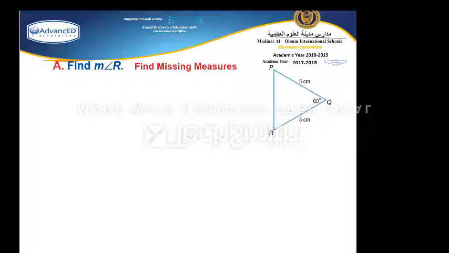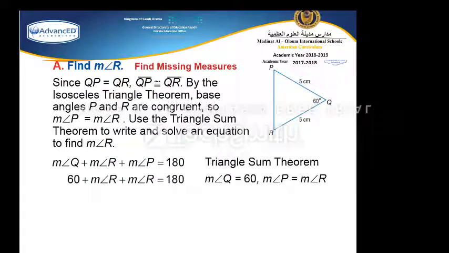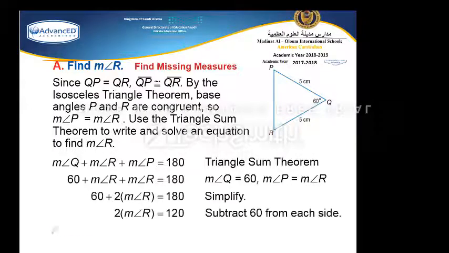How to find their measure? The sum of the interior angles of the triangle is 180 degrees, then the measure of the two angles P and R equals 180 minus the given angle, which equals 120 degrees. By dividing by 2, 120 divided by 2, you will get the measure of angle P or the measure of angle R equal to 60 degrees.